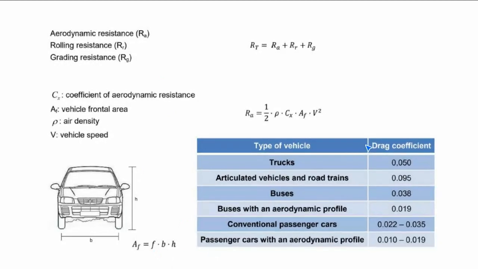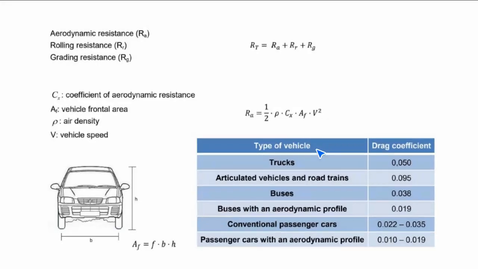Also, this table is important. Why is it important? You can see the drag coefficient, Cx actually. Cx is different for each type. It depends on the type of vehicle. Typical values, for example, in trucks, we can accept 0.05. Articulated vehicles and road trains, we can accept 0.095. For buses, 0.038. Buses with an aerodynamic profile, 0.019.